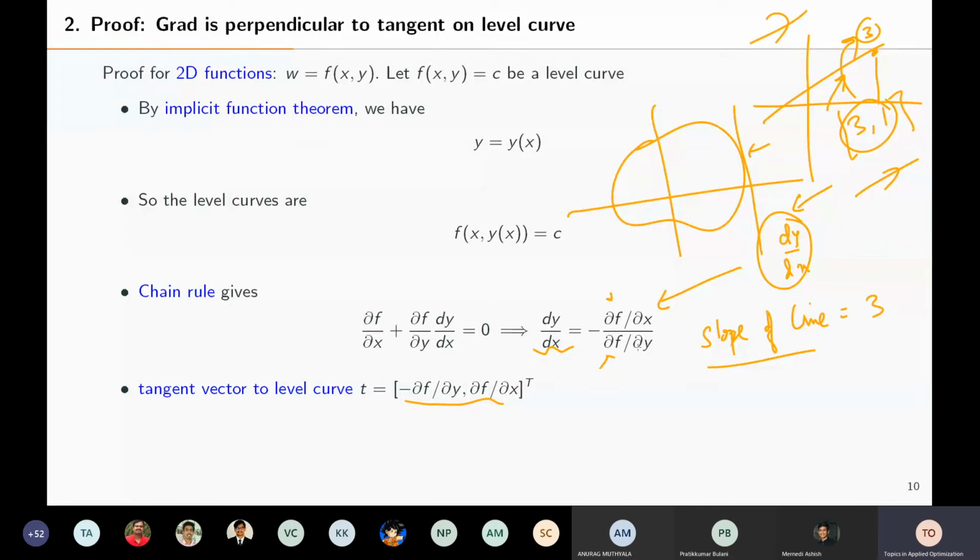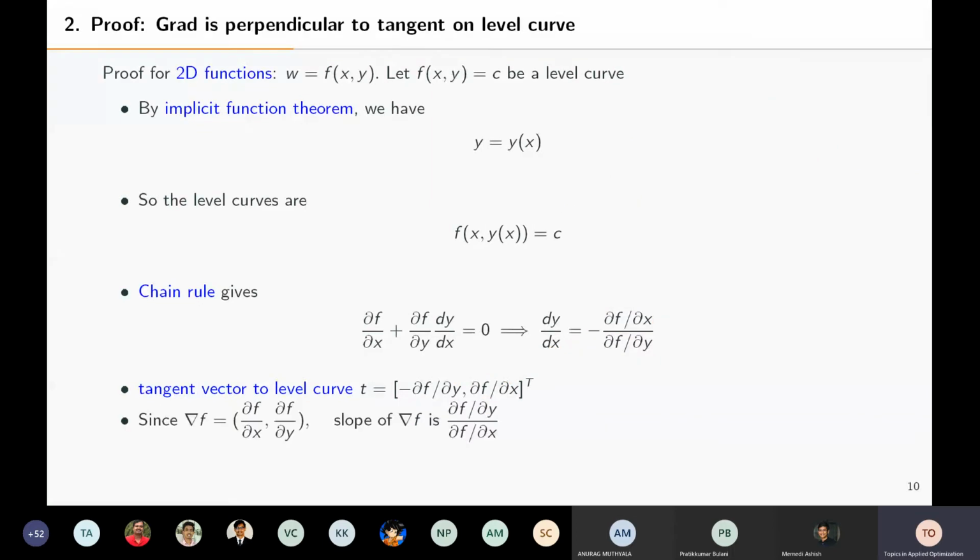That's what I did here. I had the slope, so I took the denominator and put it here, and I took the numerator and put it here. So if someone gives me the slope, then I can get a vector out of that. That's what I did here.